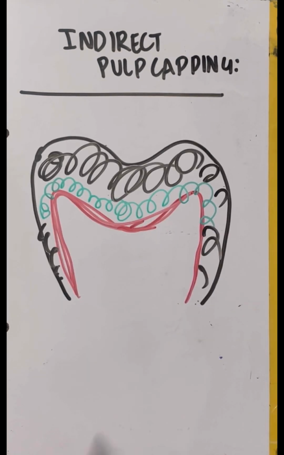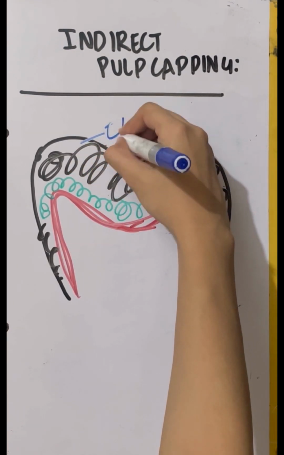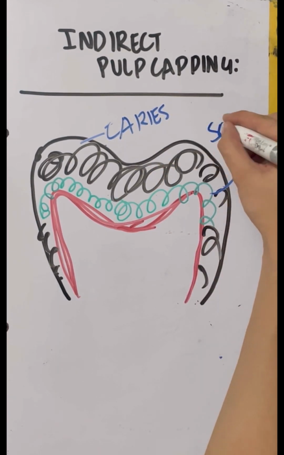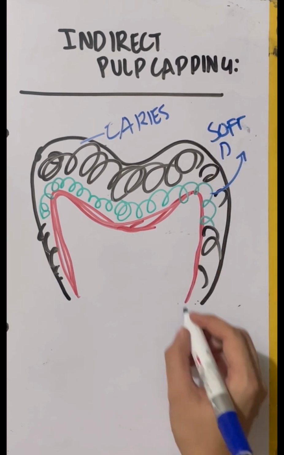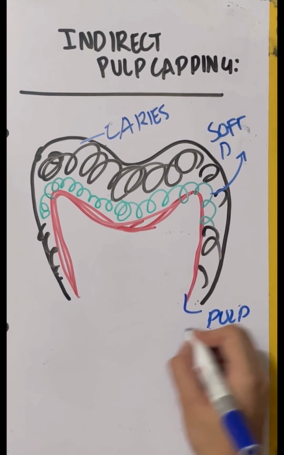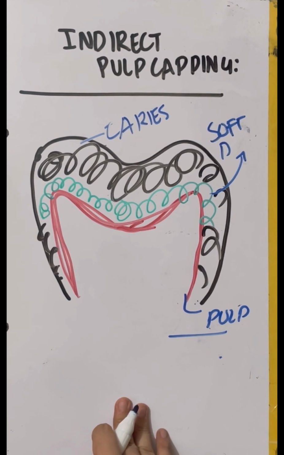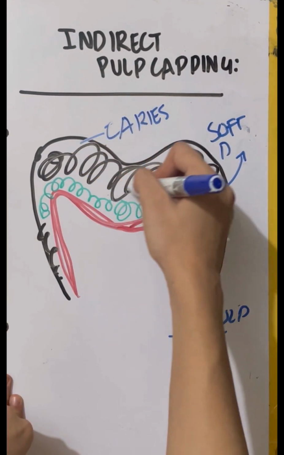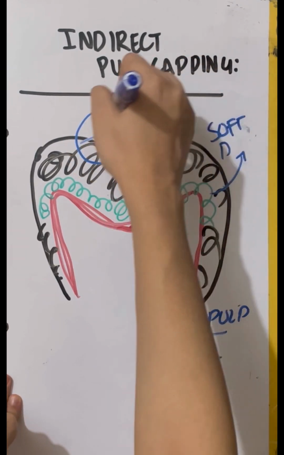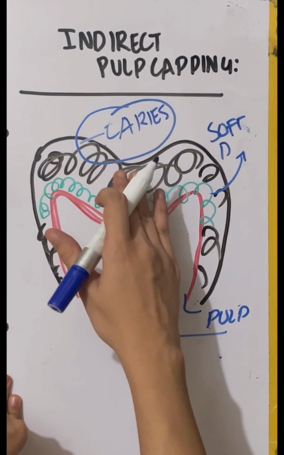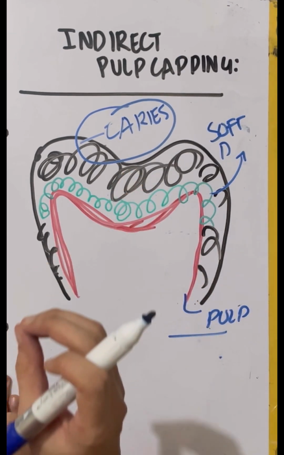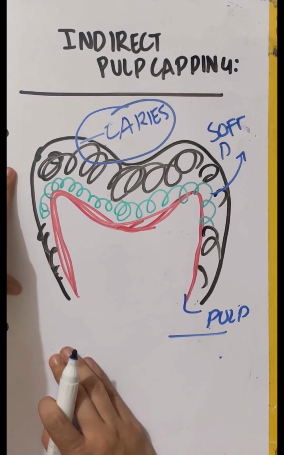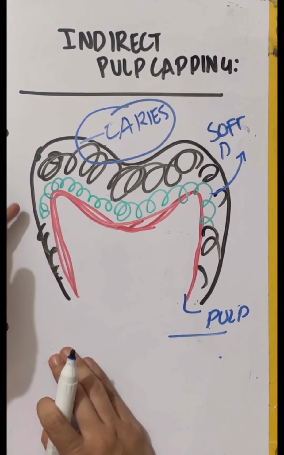If we consider this is the tooth and these all are caries, this is the soft dentine, this is the pulp. So what will we do? In an indirect pulp capping procedure, first we will remove the caries. These caries that are black in color are infected caries. We will try to remove these with a slow speed handpiece and round bur. After removing these caries, we will remove the infected dentine.